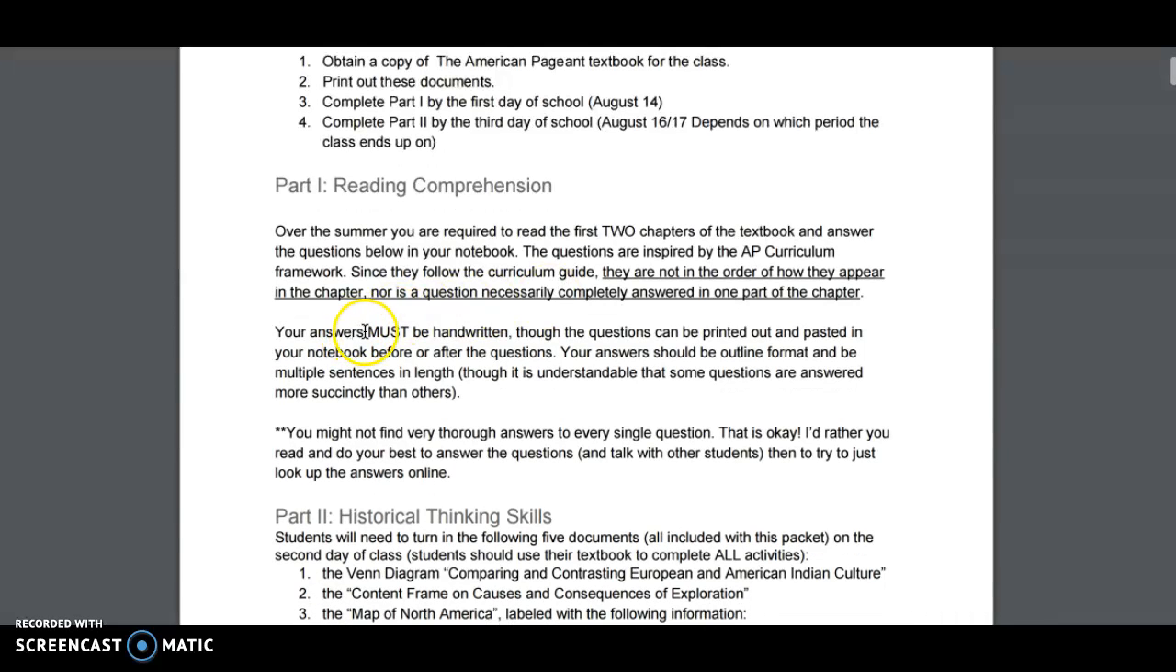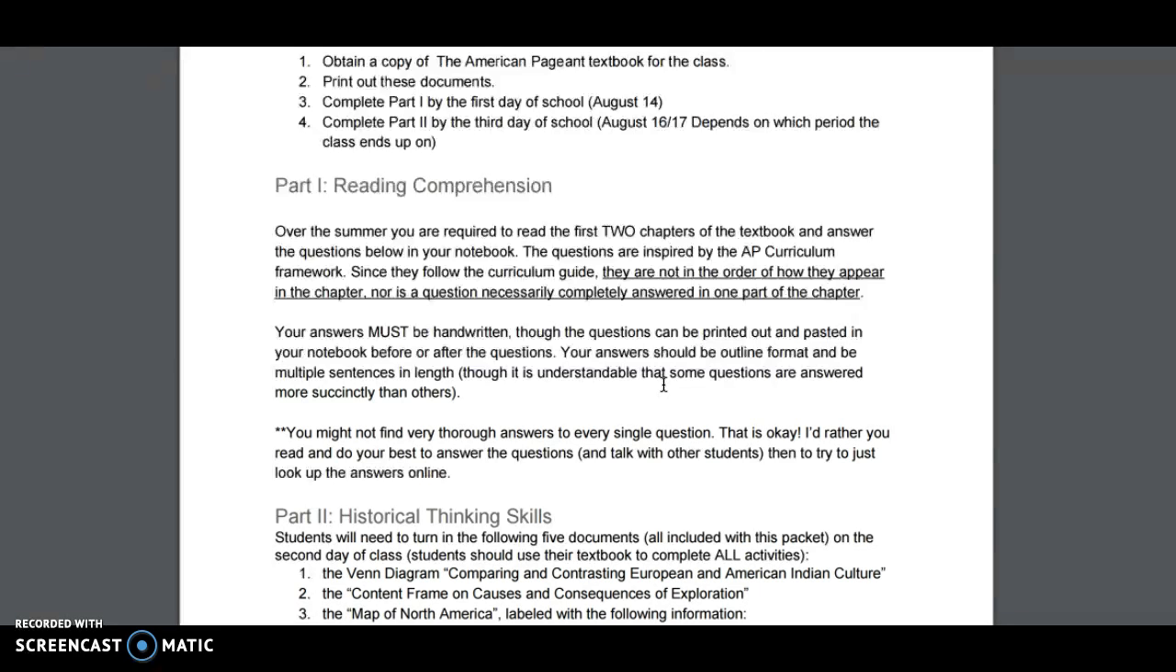Your answers have to be handwritten. They must be handwritten. There are no excuses for this. They have to be handwritten. The answers, that is. The questions can be printed out and pasted in a notebook. You are going to need a notebook for the course. I recommend maybe, like, a 200 page or maybe even a three subject notebook.